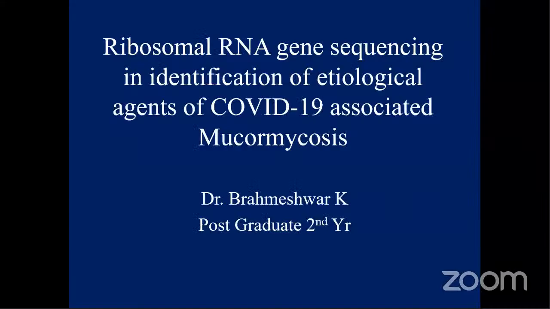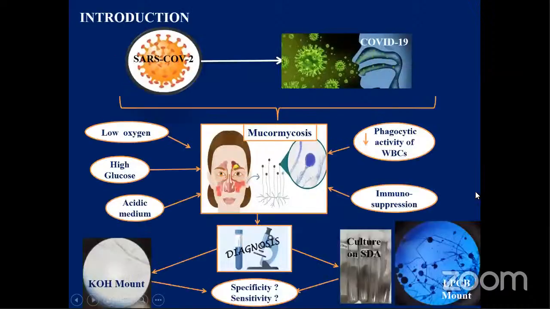RNA gene sequencing in identification of etiological agents of COVID-19 associated mucormycosis. COVID-19 is caused by the SARS-CoV-2 virus. COVID-19 is associated with an extensive range of opportunistic bacterial and fungal infections. Mucormycosis is one of the opportunistic fungal infections associated with COVID-19.